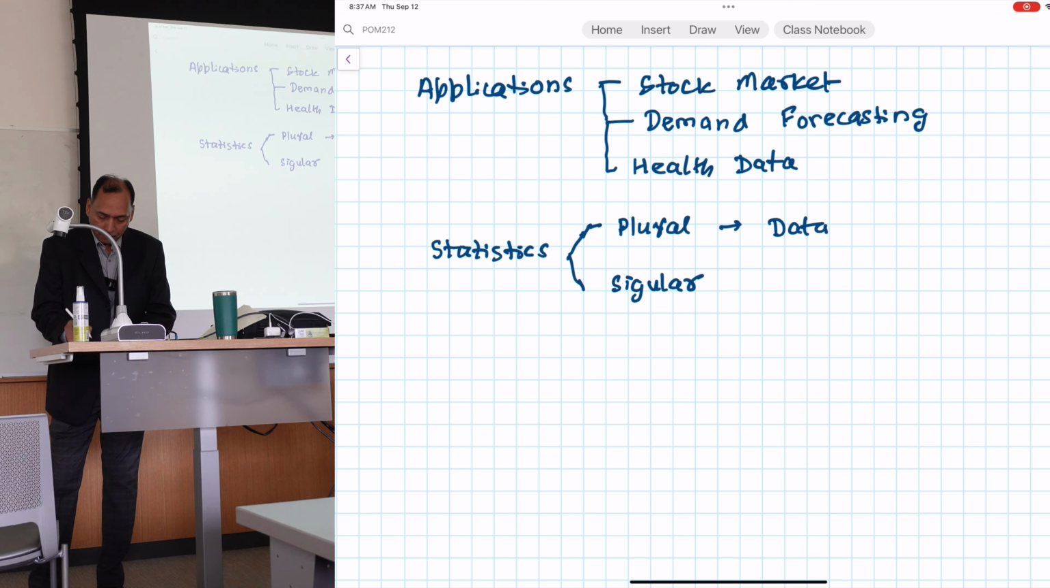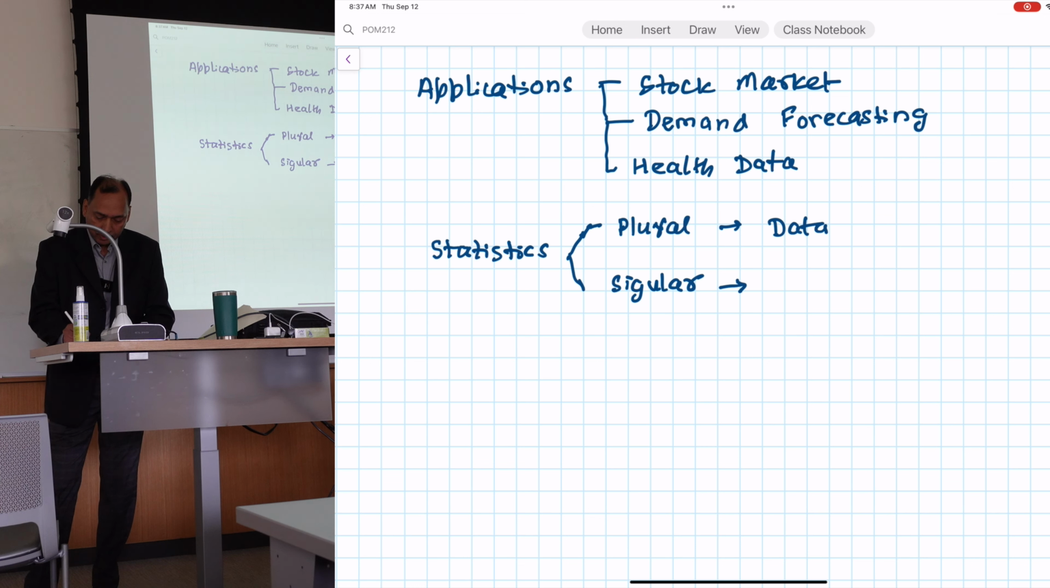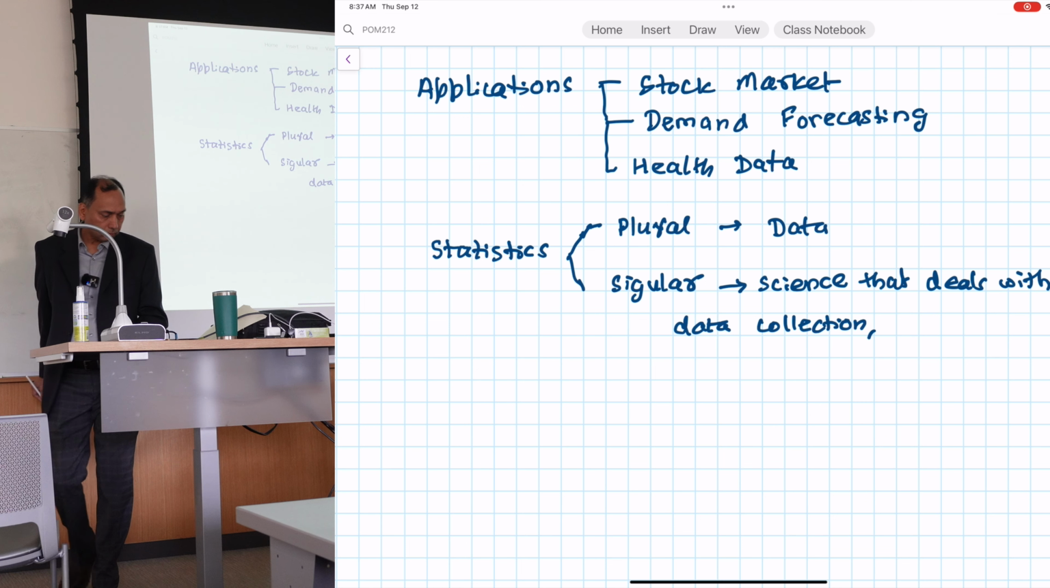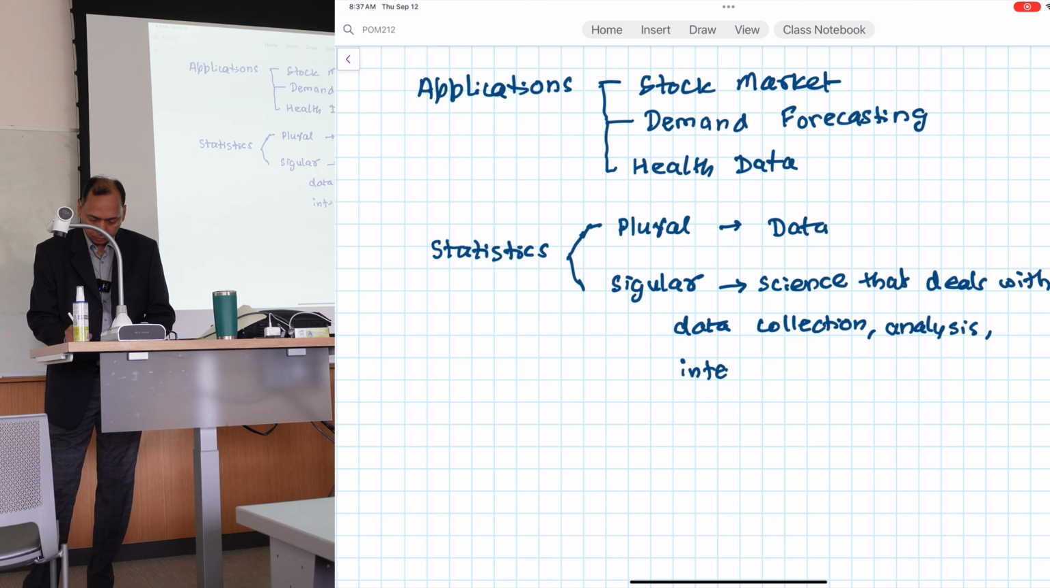But when it is used as a singular, then it is defined as the science that deals with data collection, analysis, interpretation, and presentation of data.